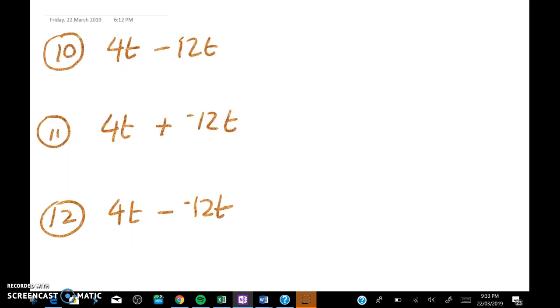These ones are to practice integer properties, because we're also going over number skills at the moment. Right, so 4t take away 12t. Have I got like terms? Yes, I have, because they're both t. The letters match. 4 take away 12 gives me negative 8t.